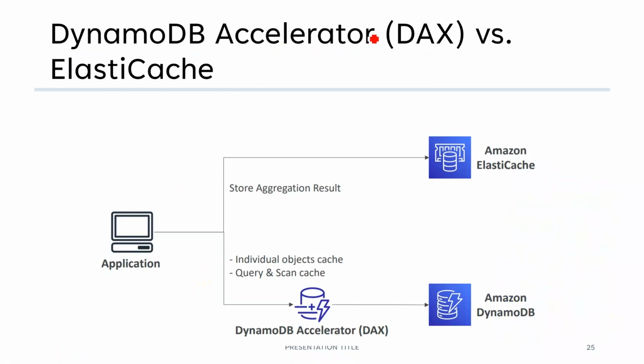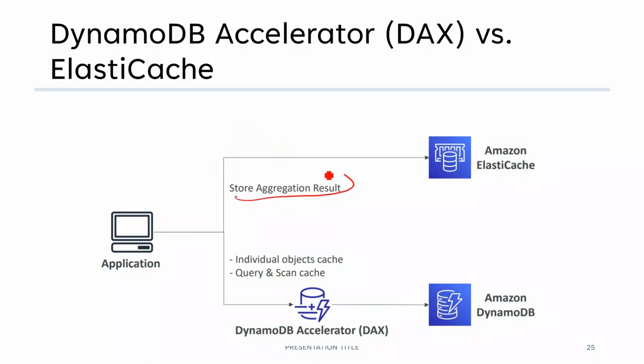Now, DynamoDB Accelerator DAX versus ElastiCache. ElastiCache is also an in-memory cache, but you can use ElastiCache with various other services also. It is kind of a cache. You can use it as an application cache, as a session cache, whatever you want to use it for. But DAX is just for DynamoDB. That's what it is saying.